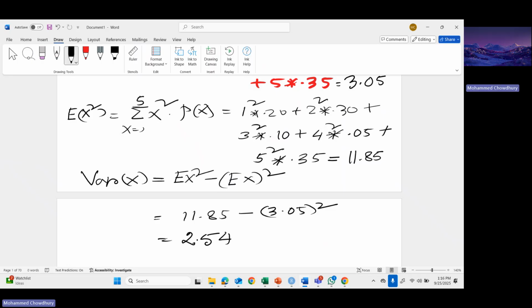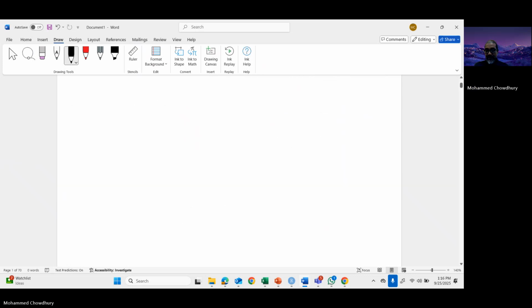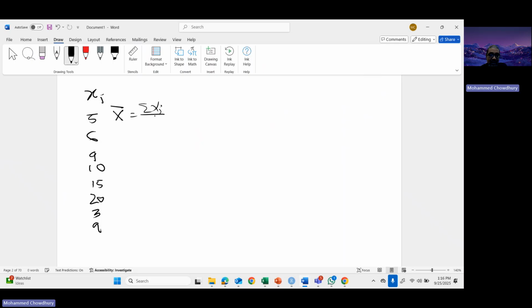Clear, right? Now let me give you a little bit of a refresh. Take a look at that. If your data is given this way, x values 5, 6, 9, 10, 15, 20, 3, 9, then you can find the mean by using this formula: the sum of xi over n. And the variance and standard deviation you can compute by using this formula.